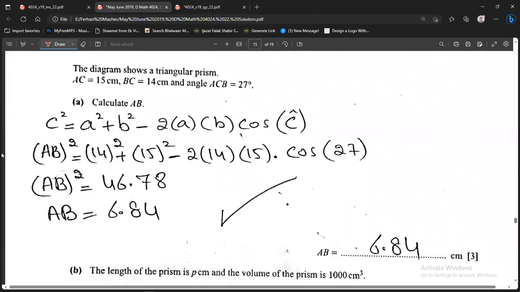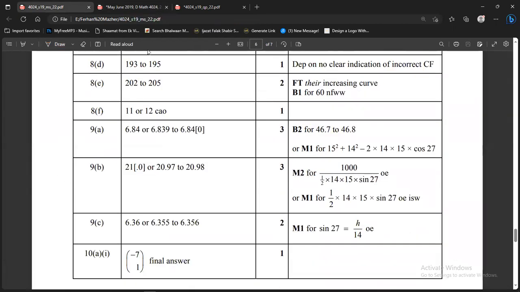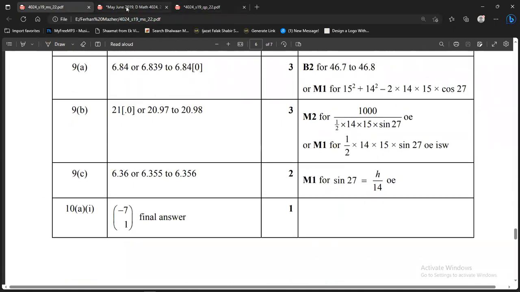So c square is equal to a square plus b square minus 2 into a into b into cos of the angle C. So AB whole square will be equal to 14 square plus 15 square minus 2 multiply 14 multiply 15 multiply cos 27, which will be 46.78. Then take the square root and you will get 6.84. So the length of AB is 6.84, and that is the right answer, sir.